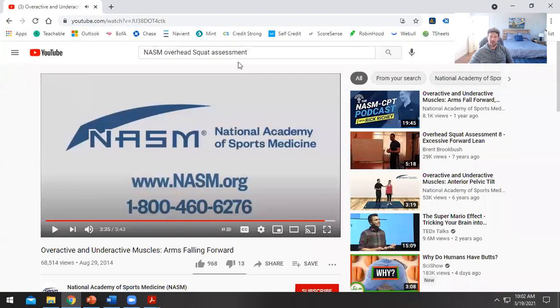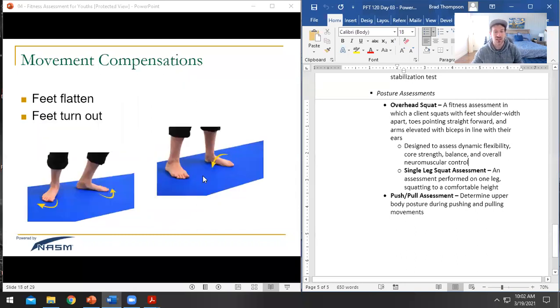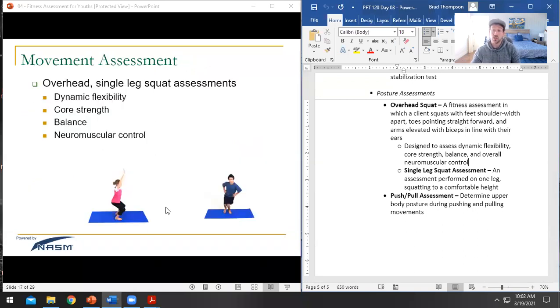He moves through that pretty quickly, but like what we're talking about, right? During the overhead squat, if we see any of these compensations that we're about to go over, we know which muscles are overactive and underactive.